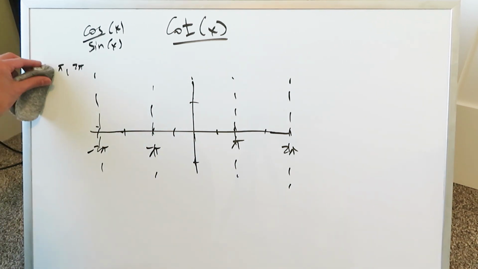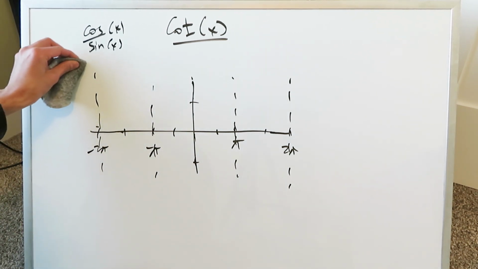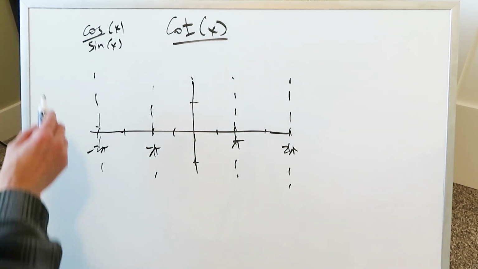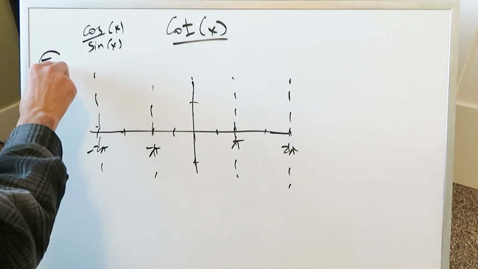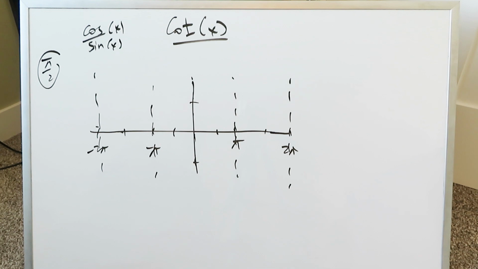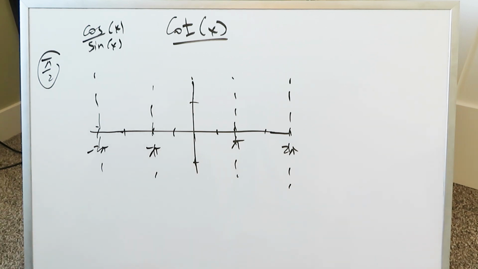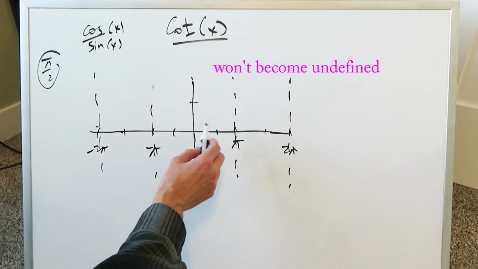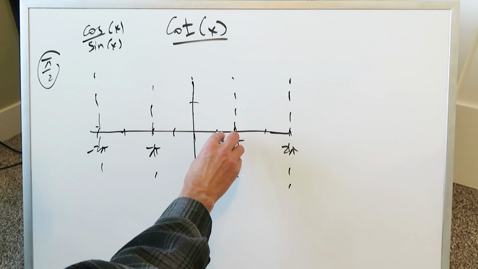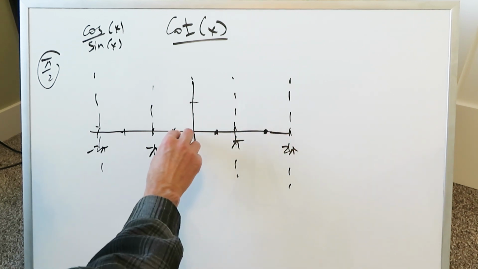Now let's erase this. Think about where the cosine is zeroed out. On its own, the cosine is zeroed out at the 90-degree multiples, whether they're positive or minus: 90, 270, minus 90, minus 270. So wherever you have those, you'll zero out your numerator, but the function will become 0. It won't become undefined. So that's exactly where you'll see these x-intercepts of your cotangent function, right over here.